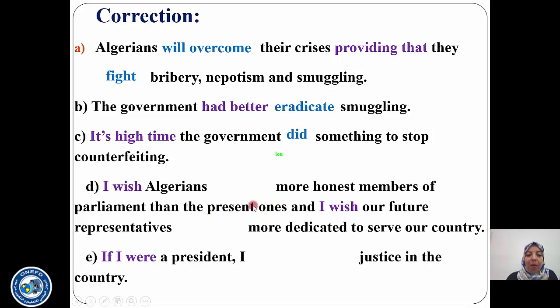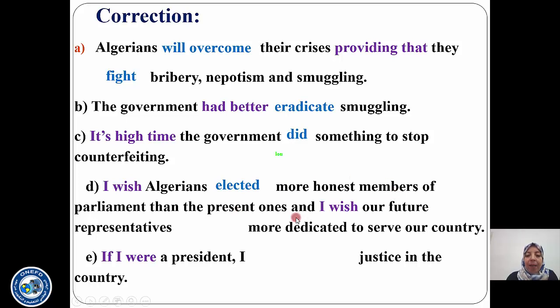So this first part of the sentence is speaking about a present situation. So what tense should we use after wish when we talk about a present situation? It is the past simple. So I wish Algerians elected.